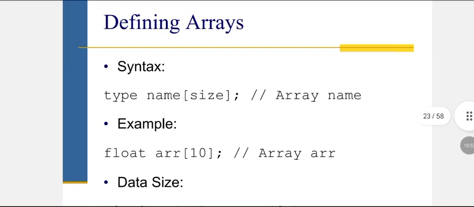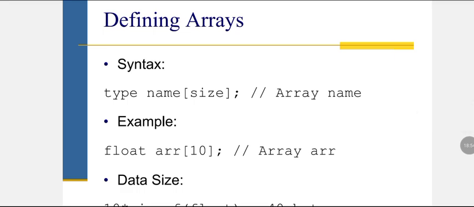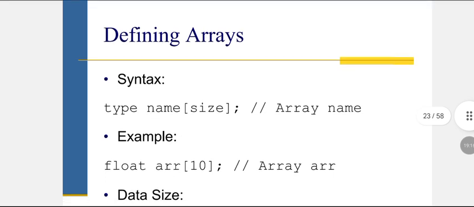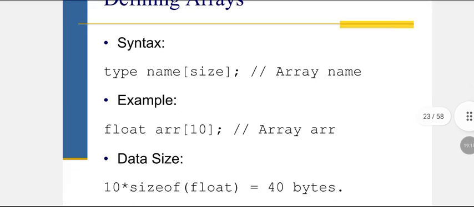So we have defining arrays. Now when we have the syntax, I can see example under the syntax, we have the type name, then we have the size. So then our semicolon. So that is the array name. So example is, if we put our data type there.